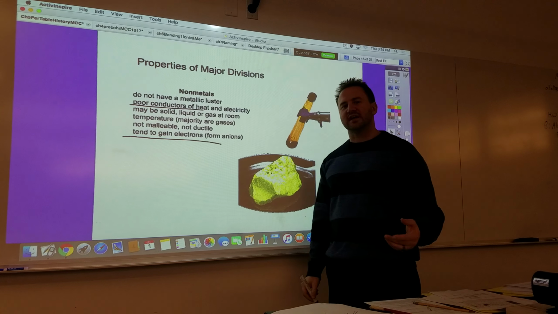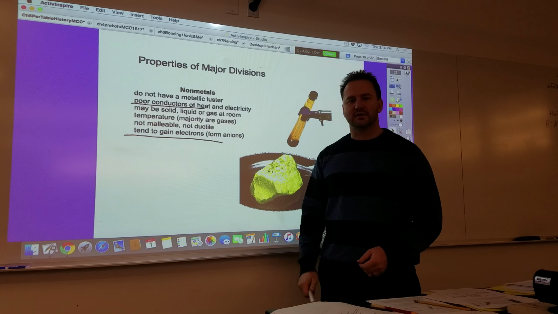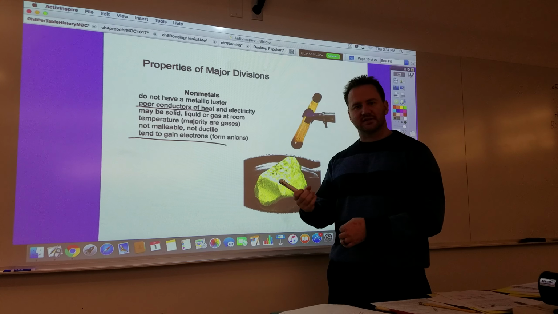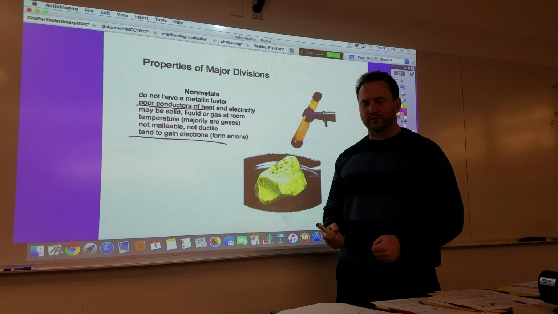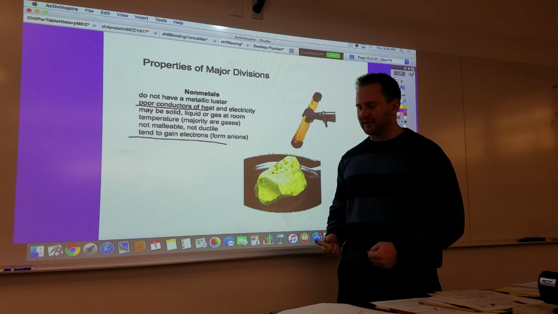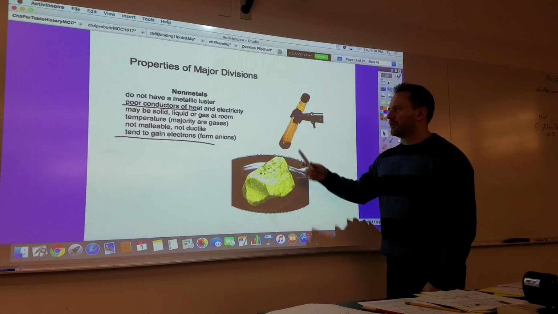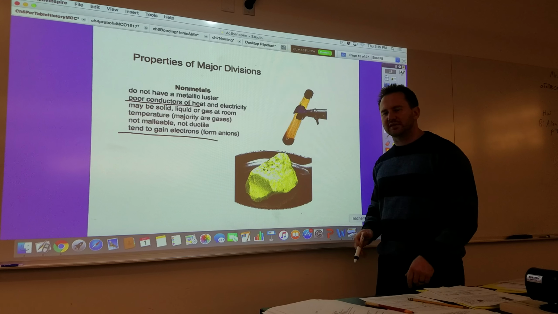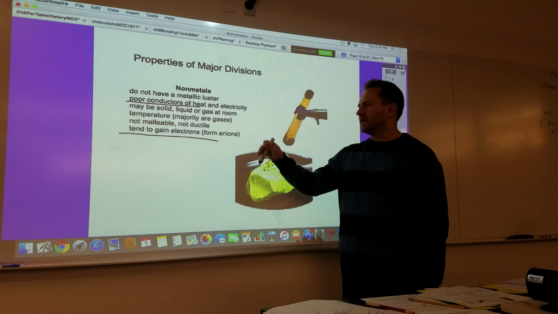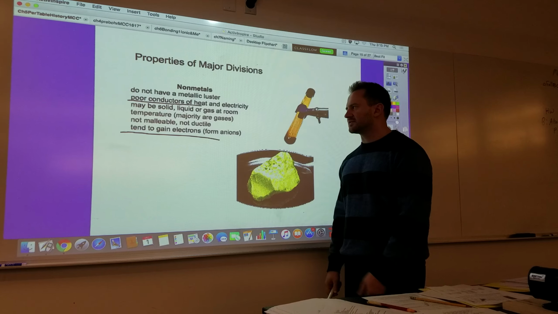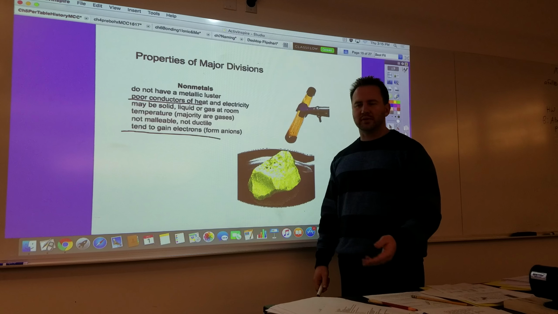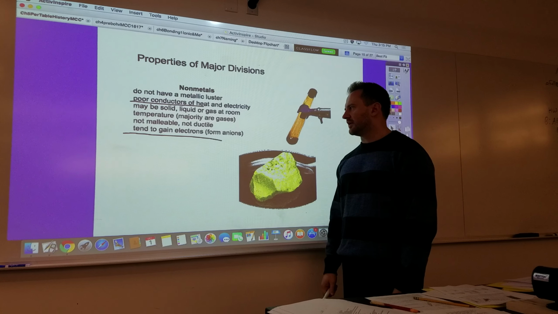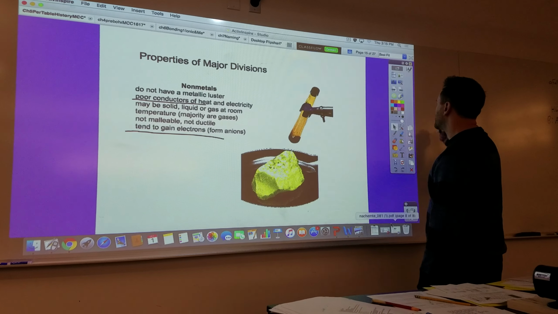Now, non-metals are the exact opposite. They don't conduct electricity. That's why when you have wires, you coat them with non-metal plastics. It prevents the electricity from going through your hands. Otherwise, it's like grabbing an open socket. Ow! Poor conductors of heat and electricity. They're not shiny, they're brittle. There are exceptions to that, of course, but this is for the most part. They can be various. Most of them are gases. One's a liquid, bromine, and the rest are solids at room temperature. They're not malleable, they're not ductile, and they tend to gain electrons. So they're the exact opposite.